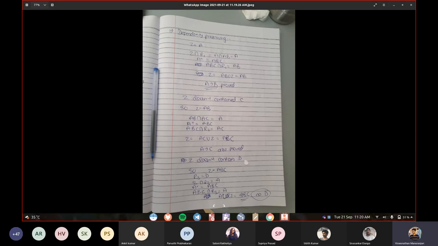But Z doesn't contain D yet. So we take Z equal to ABC as the new updated Z. R3 is AD. So Z intersection R3 is A, and then A closure is ABC again. ABC intersection R3 will be A again, and A union Z will give ABC. So D won't be present in the end. So it's not dependency preserving.